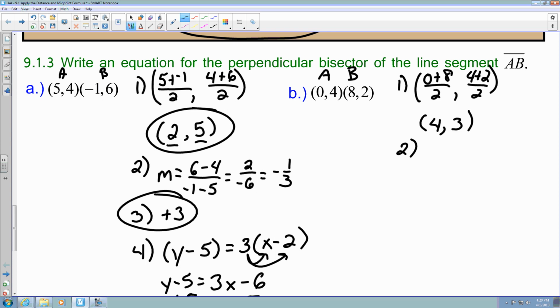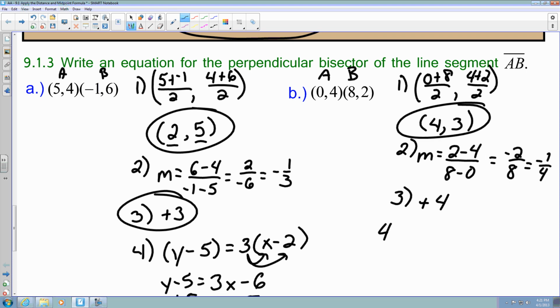And step 2 is I need to find the slope. So I'm going to go 2 minus 4 over 8 minus 0. And that will give me negative 2 over 8, which then equals a negative 1/4. Step 3 is I need to find the negative reciprocal for the slope. So my new slope will be a positive 4. And then the last thing is I'm going to use my midpoint and my new slope to help me get it into point slope form to help me find the equation.